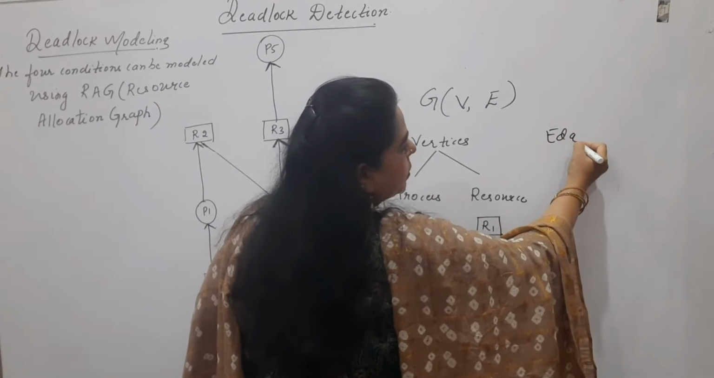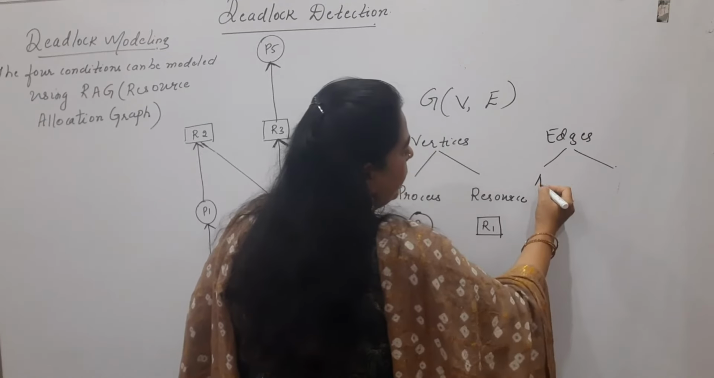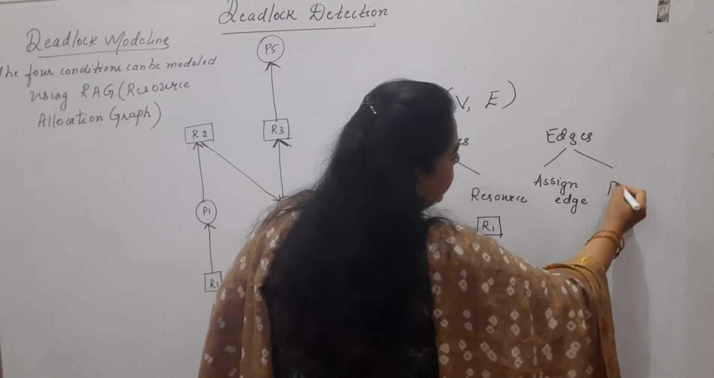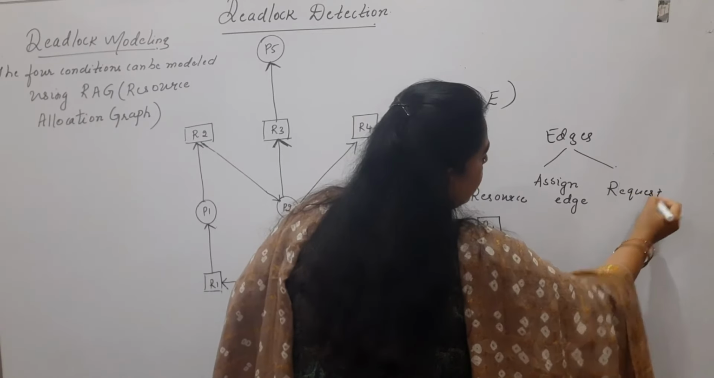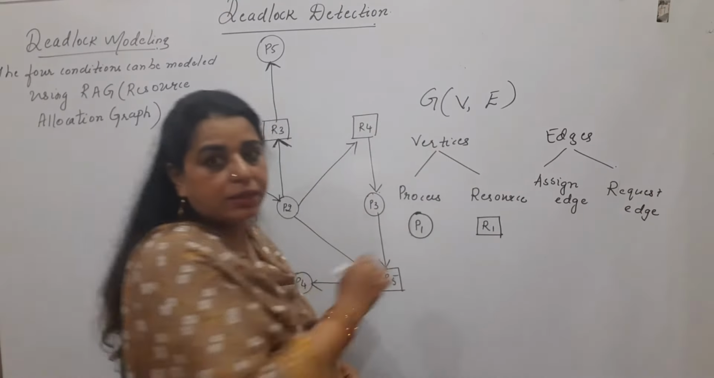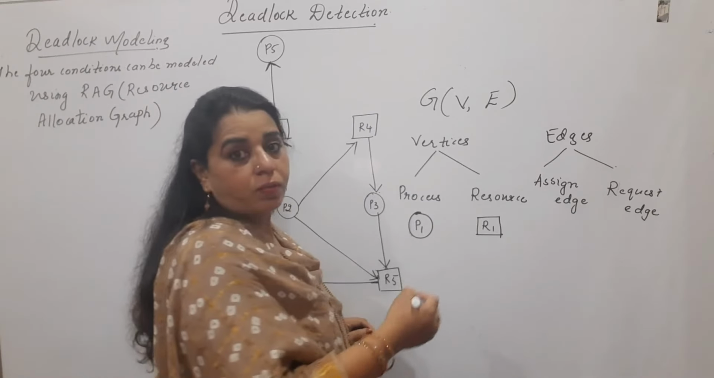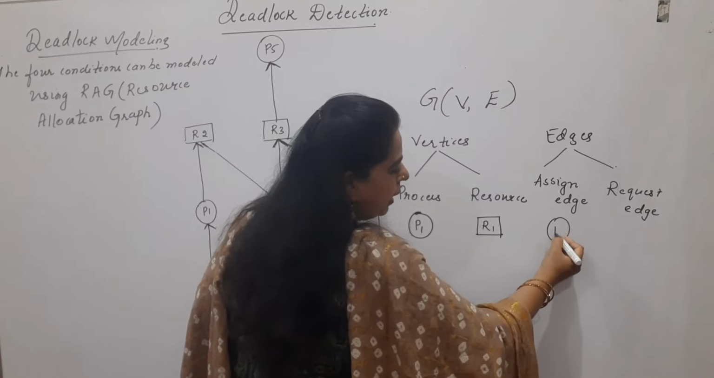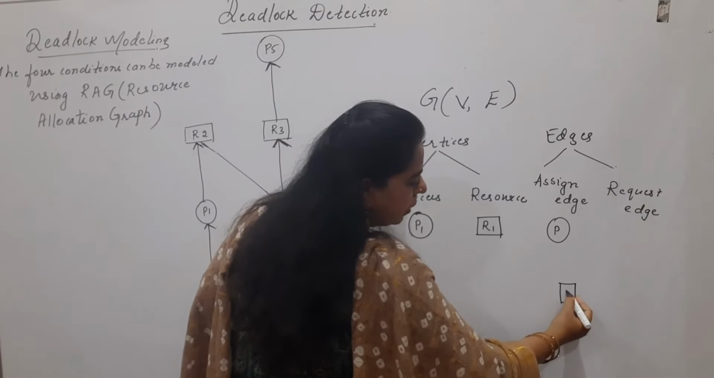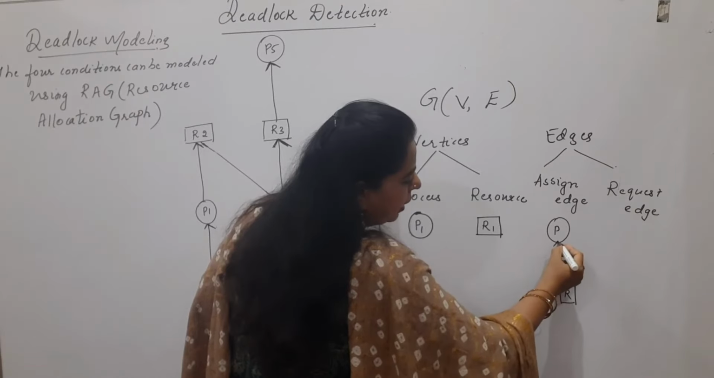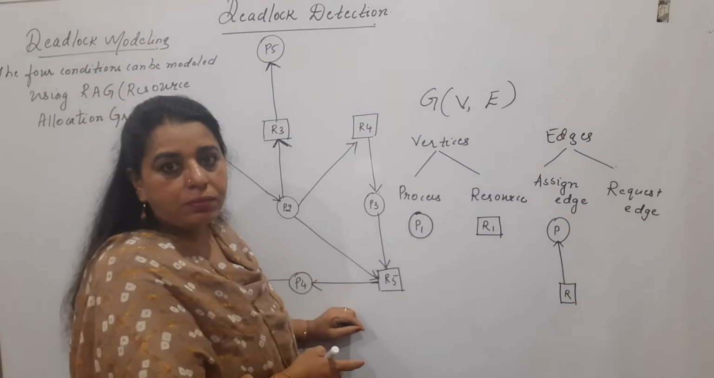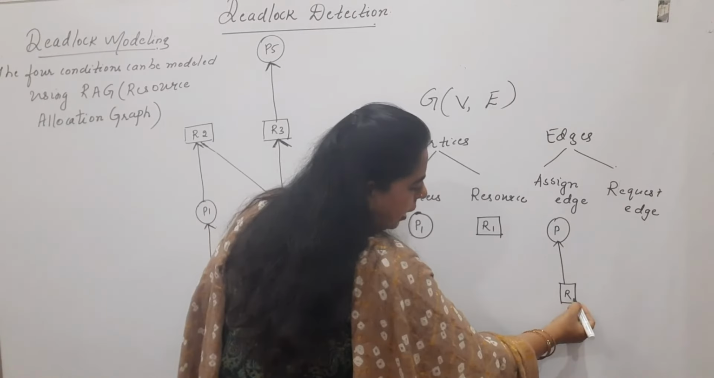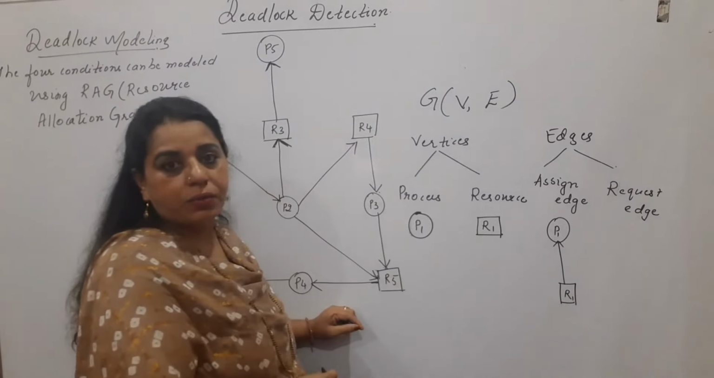Then what about edges? Edges can be of two types: one is the assign edge and another is the request edge. Even these edges you have come across in the previous session, but now let me tell you the notation in detail. Suppose this is the process P, and a resource has to be assigned to it. The edge will have an arrow direction in this manner. It indicates that the resource R is assigned to process P. Resource R1 is assigned to process P1.